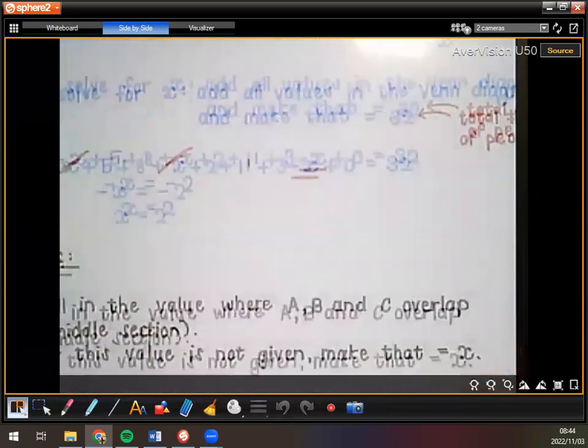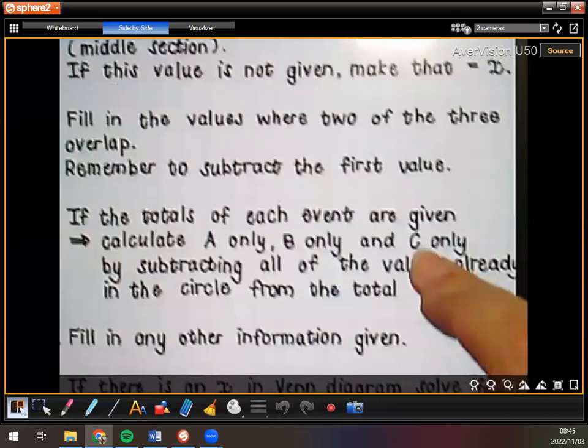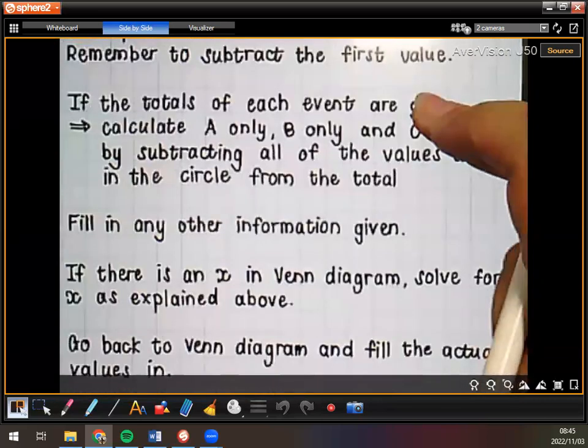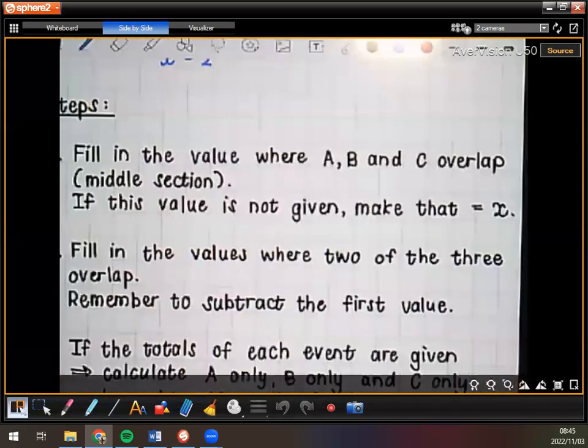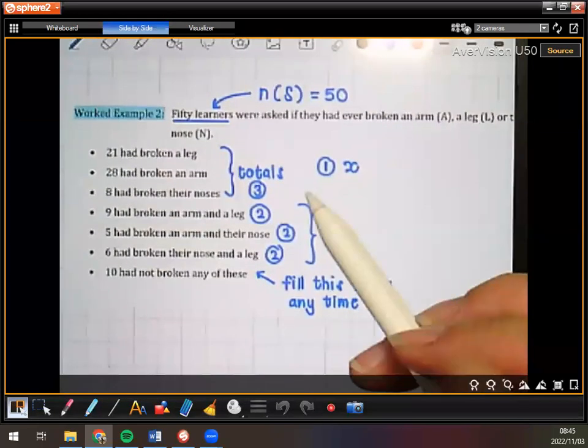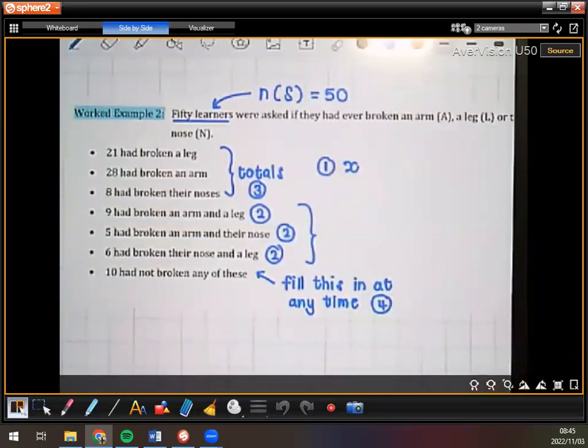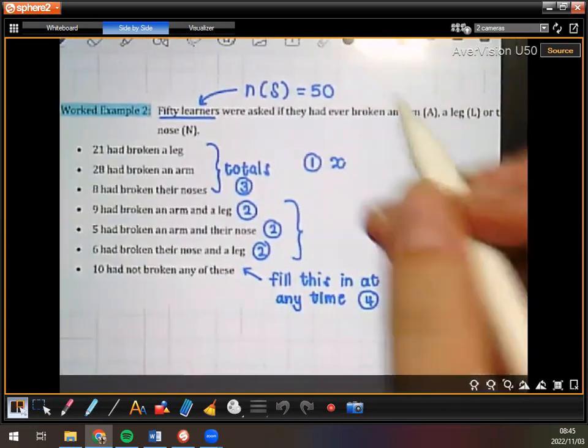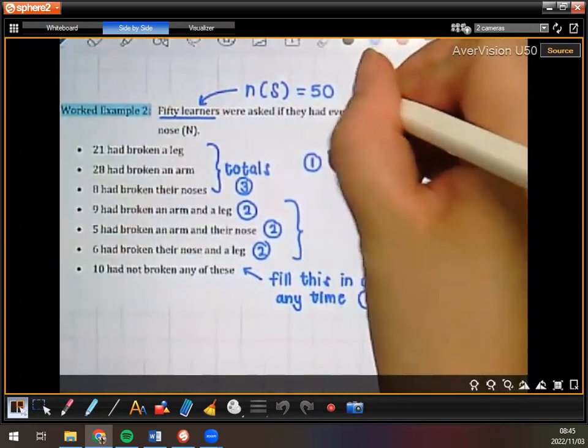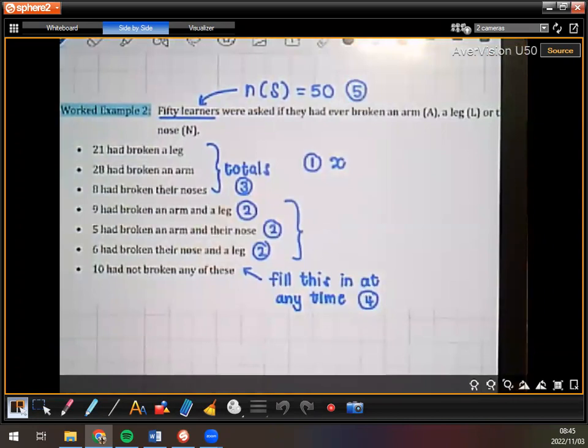Then let me just double check here. Step 5 was, if there is an x in the Venn diagram, solve for x as explained above. We said that we're going to have to introduce x, because they didn't give us that inner value, the one where all three of them overlap. So guys, we're going to have to use this total of 50 in order to do step 5.